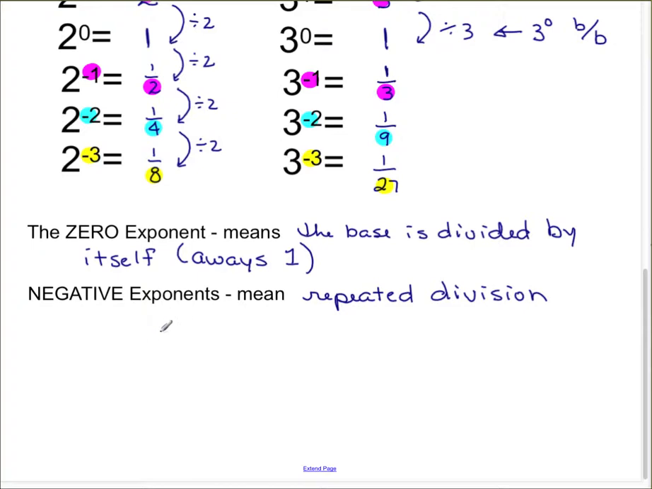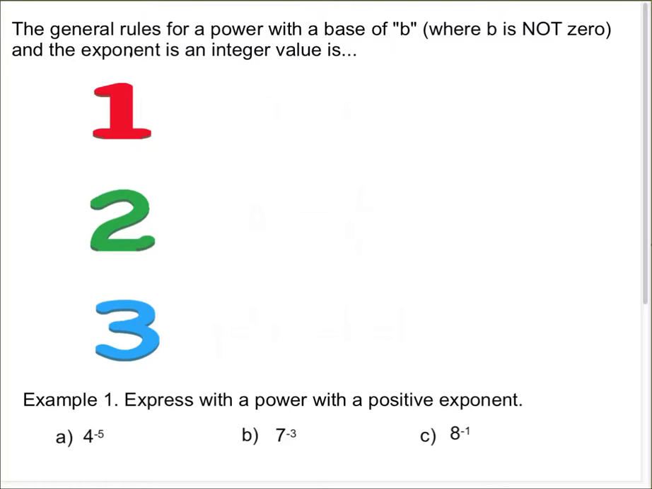And we end up with the rule that if I have the base to a negative exponent, so let's say base to -n, it is the same thing as if I took the base to the positive n, but I put it underneath a 1. So it's 1 over the base to the positive n. So we're going to summarize that up on the next slide here.